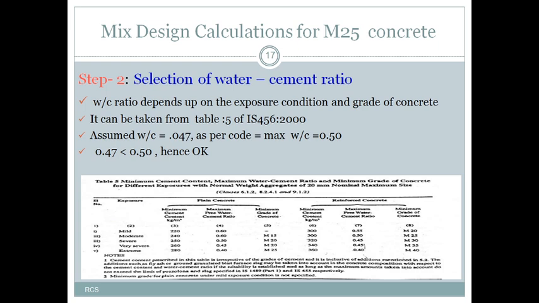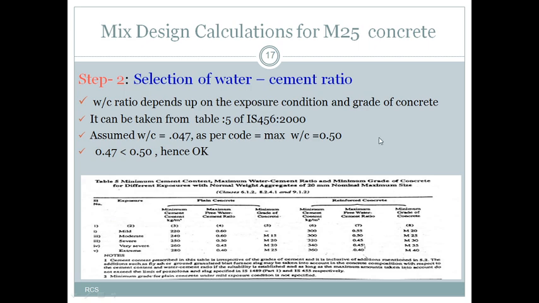The step 2 is selection of water cement ratio. As I said, the water cement ratio depends upon the exposure condition and the grade of concrete. This we can take from Table 5 of IS 456-2000. See, already in the data we have assumed that the water cement ratio is 0.47. As per code, for this particular grade of concrete and exposure condition, what is the maximum water cement ratio that can be used?